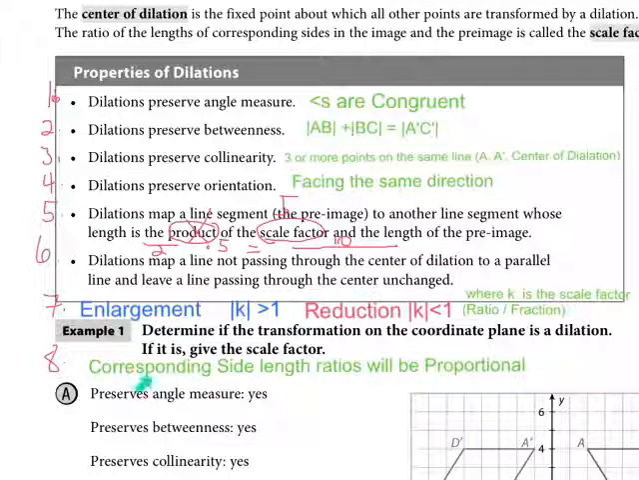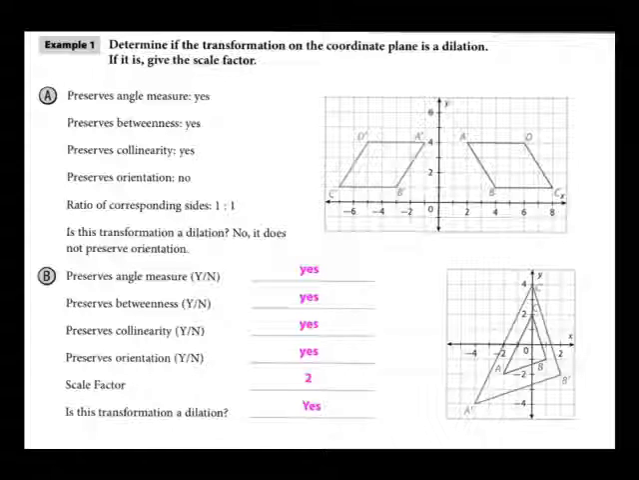Now, if I do all of my side lengths and I set up fractions, my fractions need to be proportional. Now, that means that all of my fractions will equal each other. So that's another property of the dilation, is that the side lengths are not necessarily going to be congruent. They will be proportional. Proportional is different than congruent. All right, so there's your list.